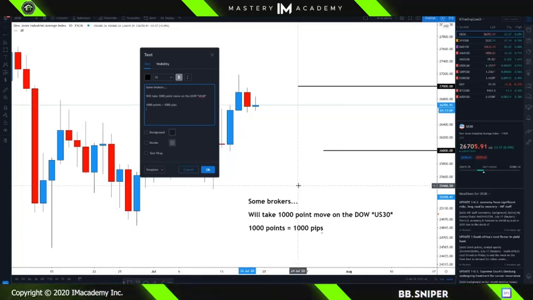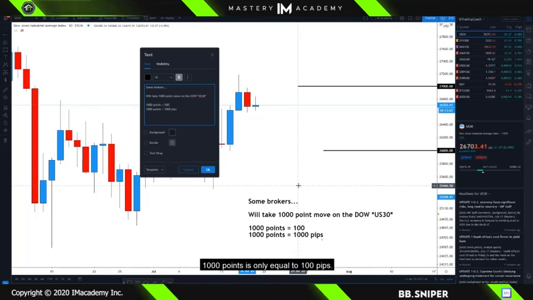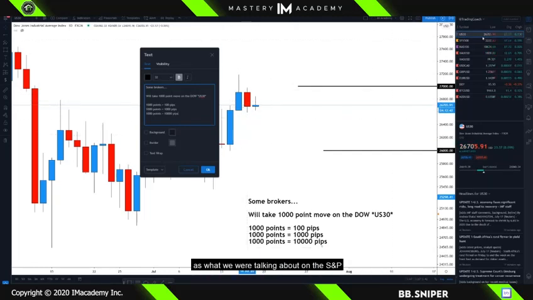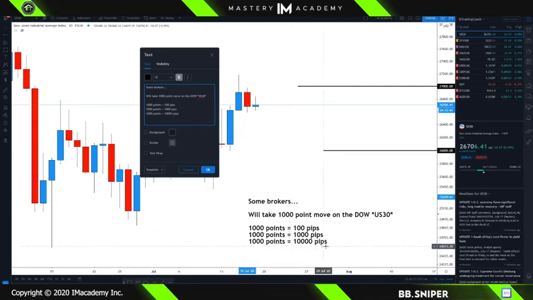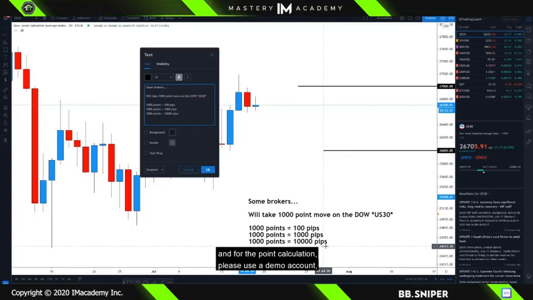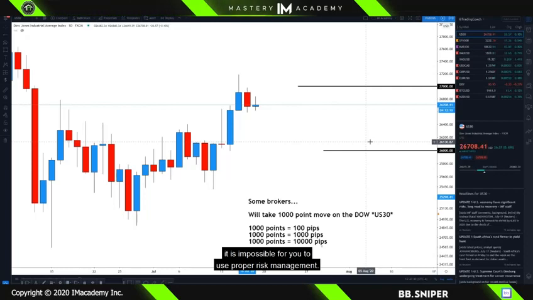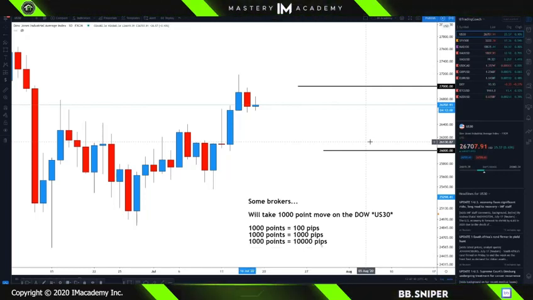Other platforms are going to say, well, 1,000 points is only equal to 100 pips. And then some are going to say that same 1,000 point movement is 10,000 pips. And again, you can take the same philosophy as what we were talking about on the S&P. If you're unsure of how your broker uses the contract sizing for your position and for the point calculation, please use a demo account. Educate yourself on how your broker specifically converts the potential price movement into your profits or losses. Because without having that understanding, it is impossible for you to use proper risk management.